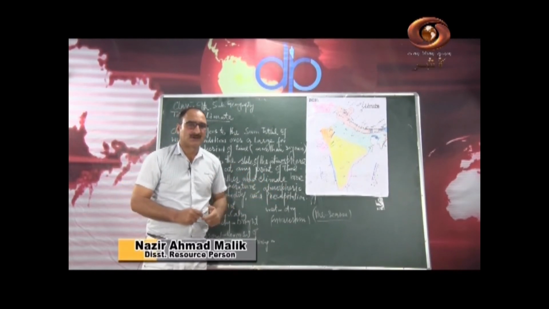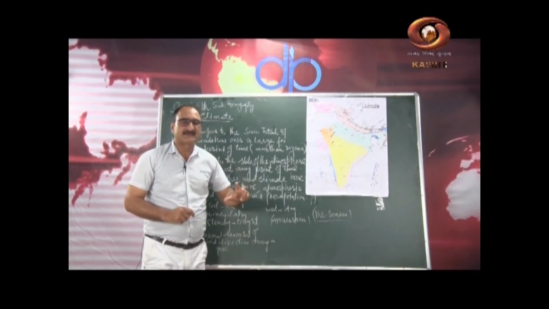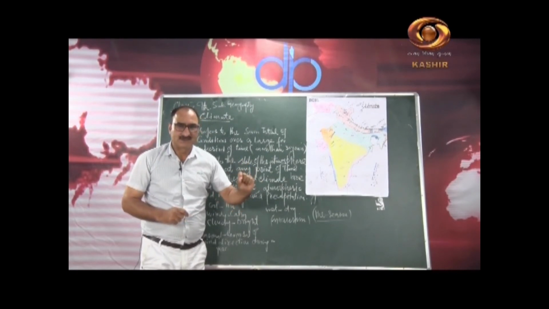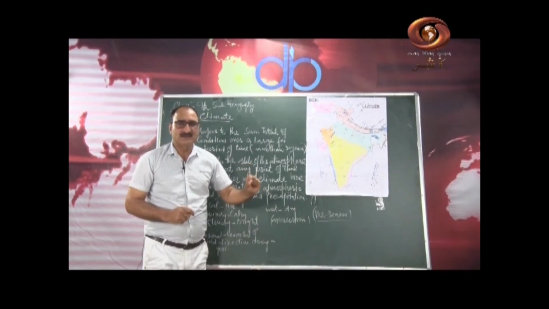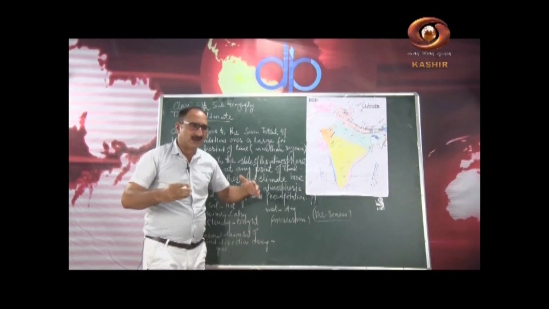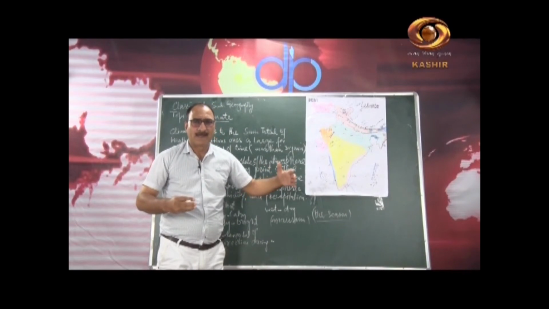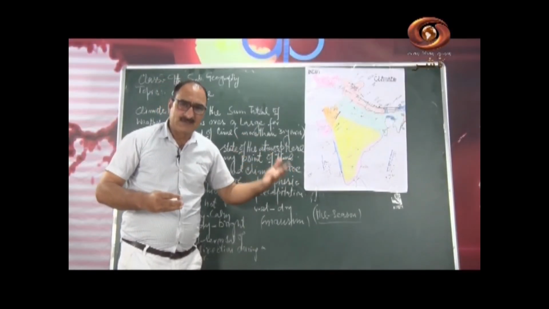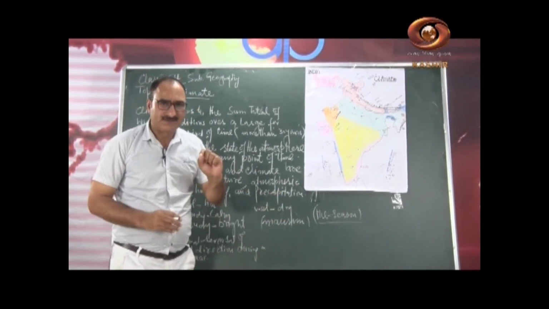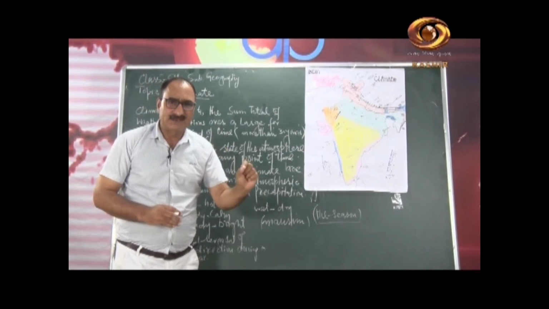But before going forward, my dear students, I will tell you two important elements, that is temperature and precipitation. They differ from place to place. Regional variations are found within the same country, within the same season. First, we will take temperature, which is the most important element of weather and climate.